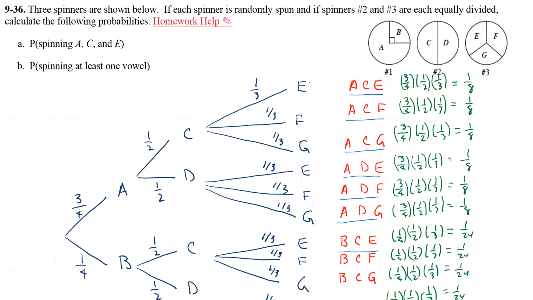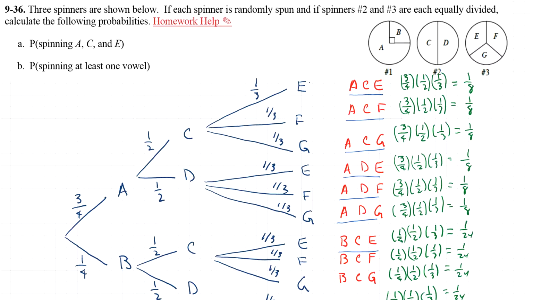9-36. Three spinners are shown below. If each spinner is randomly spun, and if spinners number 2 and number 3 are each equally divided, calculate the following probabilities. Okay, so we want to find the probability of spinning an A, C, and E in that order, and we also want to find the probability of spinning at least one vowel.